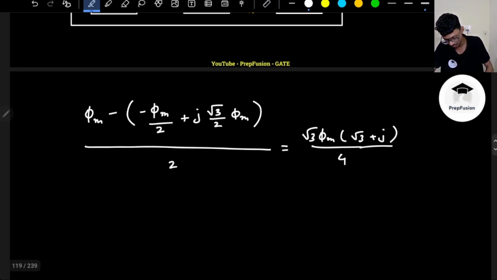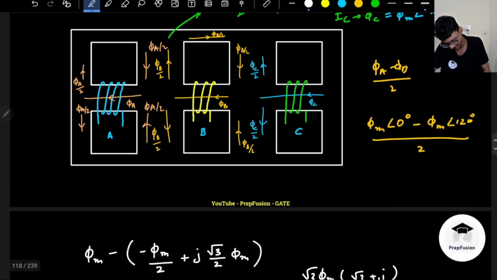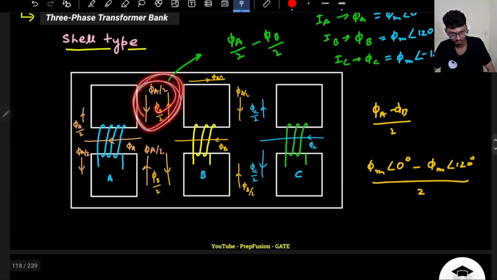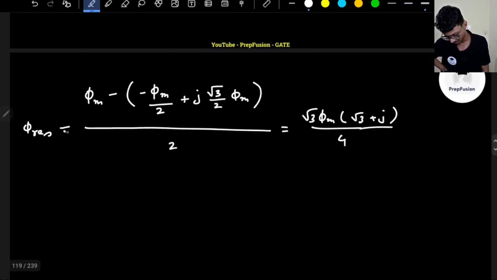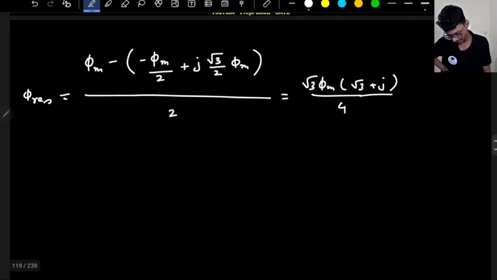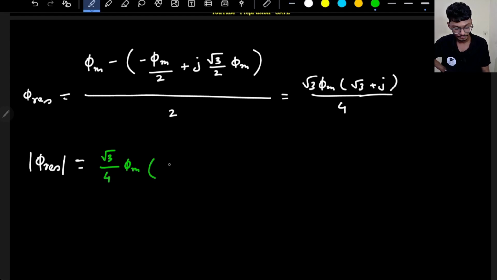This is the resultant flux at this particular location. If I want to calculate the magnitude of the resultant flux, this value will be root 3 by 4 phi m, times root of 3 square plus 1 square. Root of 3 square plus 1 square, that is 2. So this will come out to be root 3 by 2, so the magnitude here is root 3 by 2 phi m.